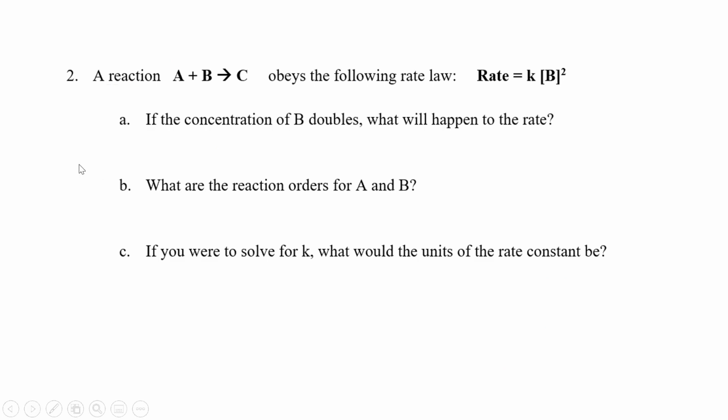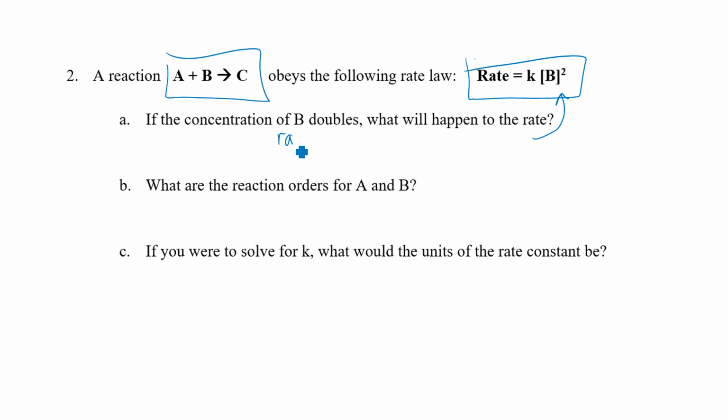Here's another problem we'll take a look at. Here is our reaction, and here is our rate law. So the first question is, if the concentration of B doubles, what will happen to the rate? In order to figure this out, we need to look at the rate law. The rate law tells us that the rate is proportional to B squared. So we know that rate is some constant K times B squared.